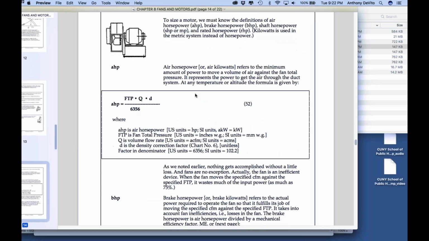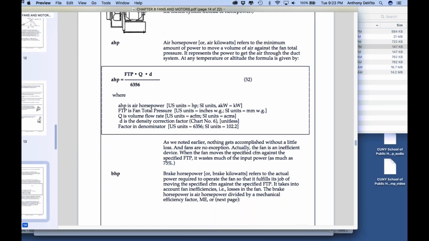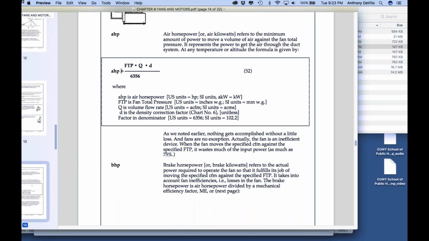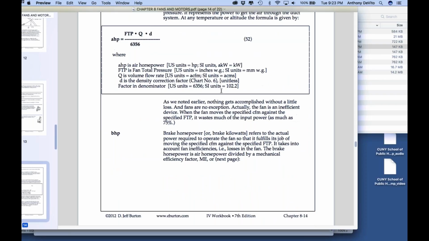Okay, so we need to know how much energy that motor has to deliver. The first thing I'm going to calculate is something called AHP, which is air horsepower. That's the amount of horsepower it takes to start the air moving, to overcome all the losses, right?